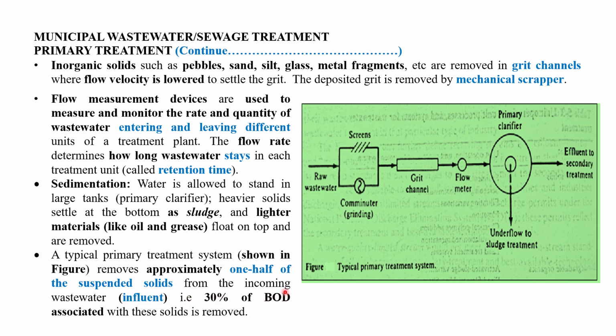About 30% of the BOD, biological oxygen demand or biochemical oxygen demand, associated with these solids is also removed. We can see two words here. In the diagram you can see the influent and the effluent. The raw wastewater entering through the screen is called the influent, and after treatment it is called the effluent. After primary treatment, this treated wastewater goes to the secondary treatment.